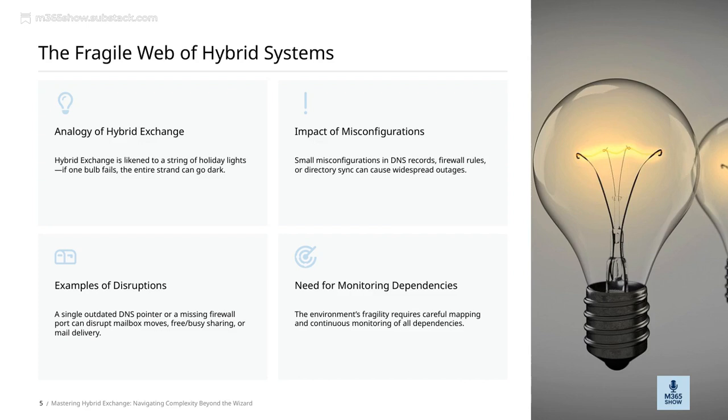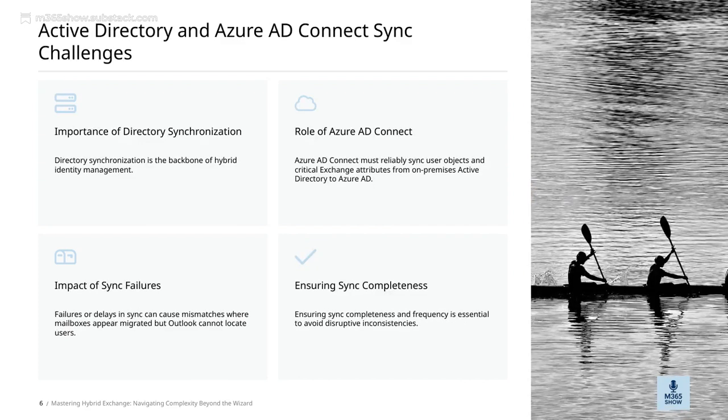And I like to think of hybrid exchange like holiday lights. If one bulb fails, the whole strand can go dark. It's a perfect analogy because it highlights how interconnected and dependent each component is. So, the key takeaway here is that vigilance and proactive monitoring are essential to keep the system running smoothly and avoid unexpected outages. Let's take a closer look at mastering hybrid exchange environments and the challenges that come with it.